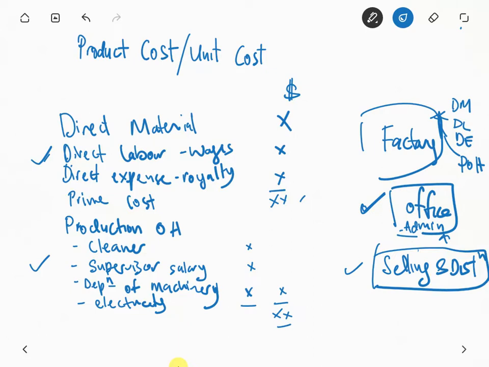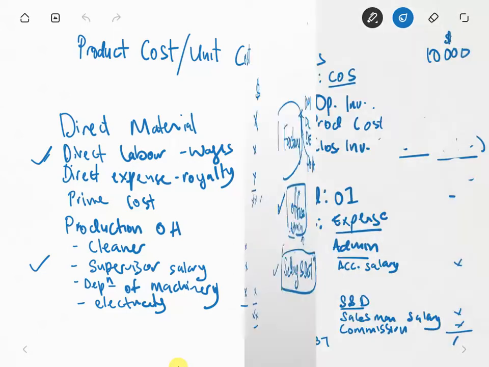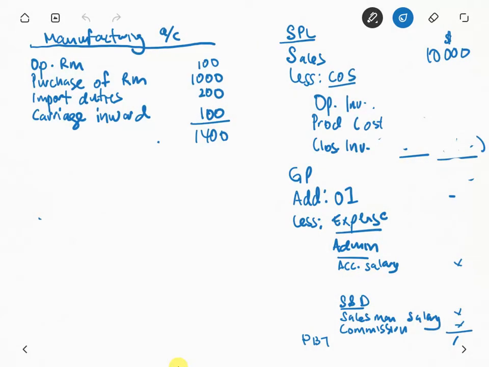So we're going to expand this to here. We're going to start with material, then labor, then direct. So we have 4 items here. Later we're going to add one more. So manufacturing account, we start with material, means we start with opening raw material, assuming it's 100. Add purchase of raw mat, 1,000. Import duties on raw mat.